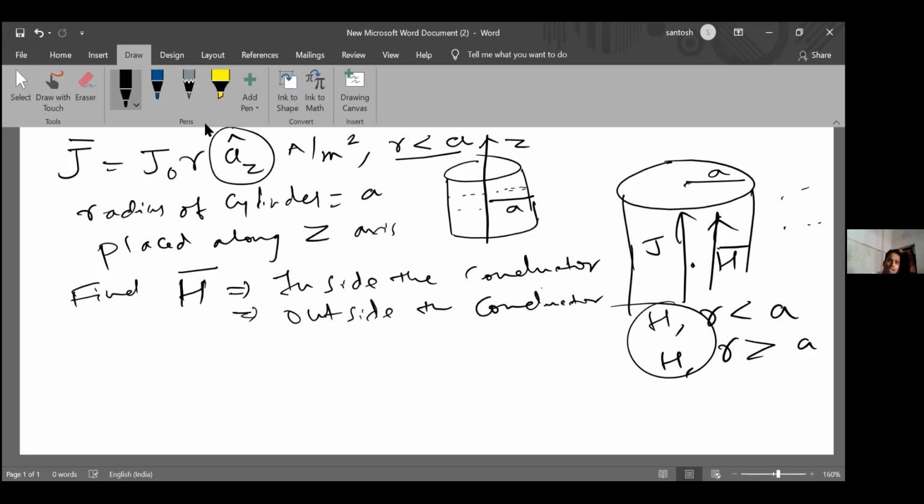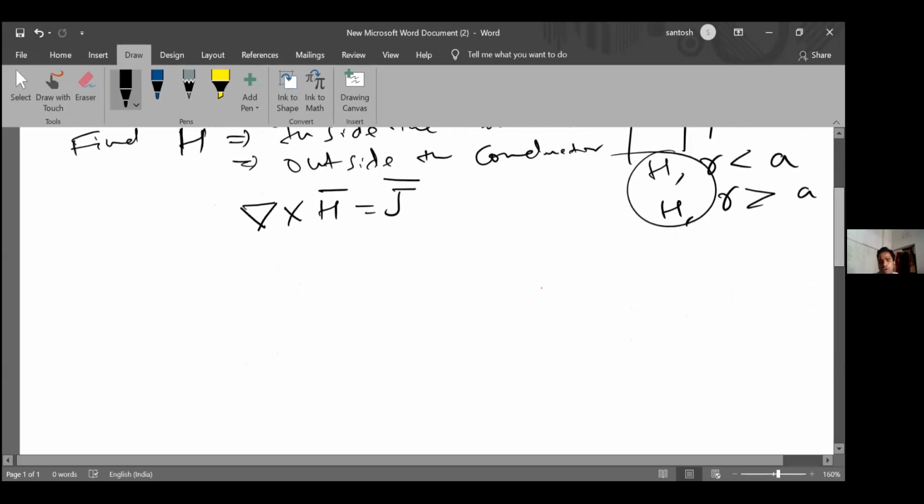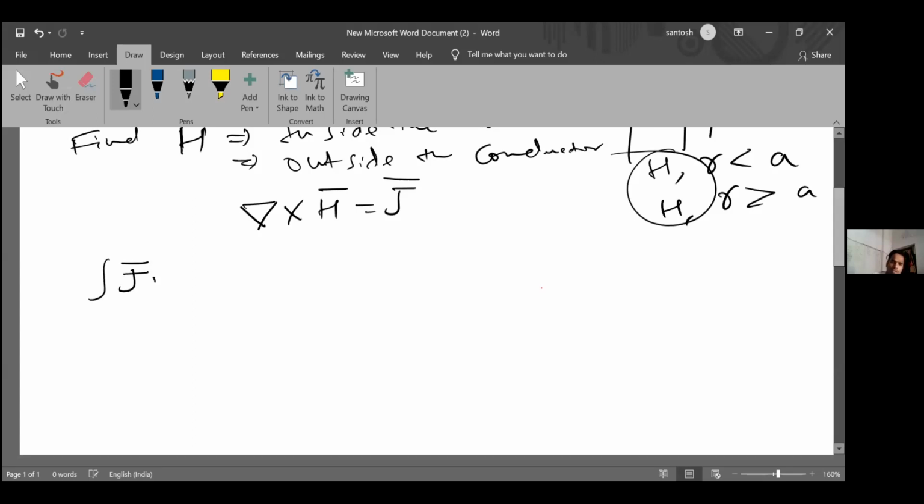So what relation do we have? We have the relation del cross H bar is J bar. This is point form, but we need to find H, so this relation is of no use. We will use the integral form. The integral of J bar dot ds bar is the closed line integral of H bar dot dl bar. This is a surface integral and this is a closed line integral. We can use this relation.